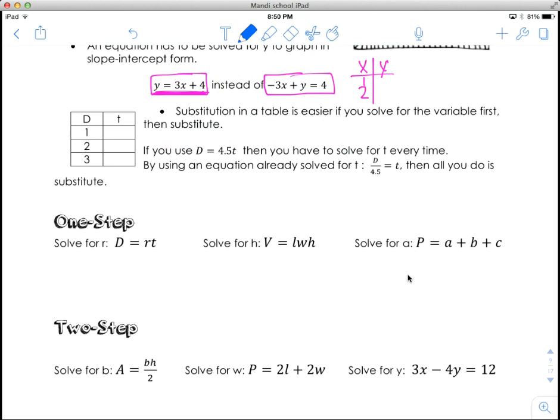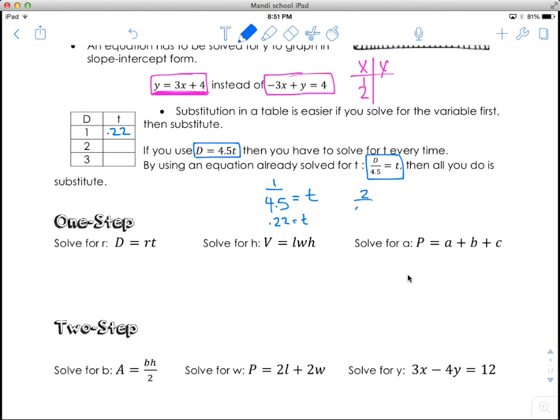We are given d equals 4.5 times t. Now we want to find t. T is what we're looking for. So if we solve this for t, then all we have to do is substitute in the d. So d is, right here, d is 1. So 1 over 4.5 equals t. So t is 0.22.